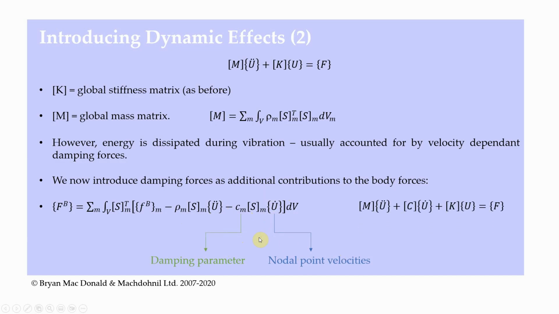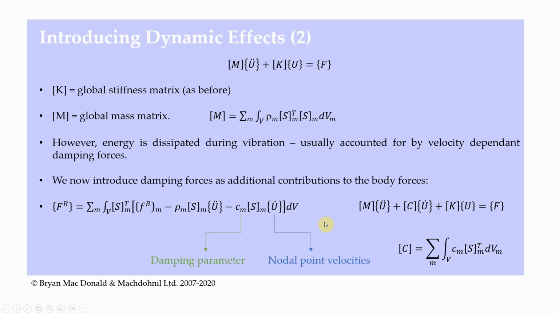So now our equation of equilibrium becomes mass times acceleration plus damping times velocity plus stiffness times displacement is equal to force. And again, mass is a matrix, and acceleration is a vector of nodal accelerations. C is the damping matrix, u dot is the vector of nodal velocities, K is the stiffness matrix, U is a vector of nodal displacements, and F is the global force vector. Just to clarify, C is the damping parameter multiplied by the shape function for the element times the transpose of the shape function.